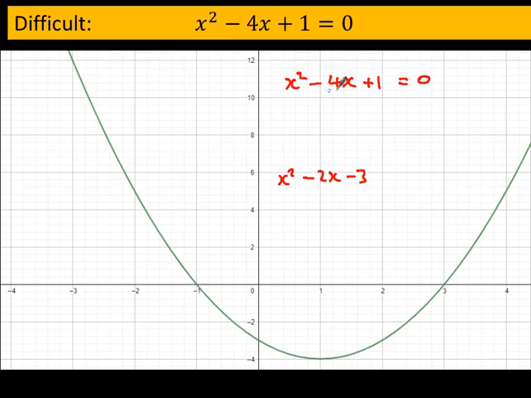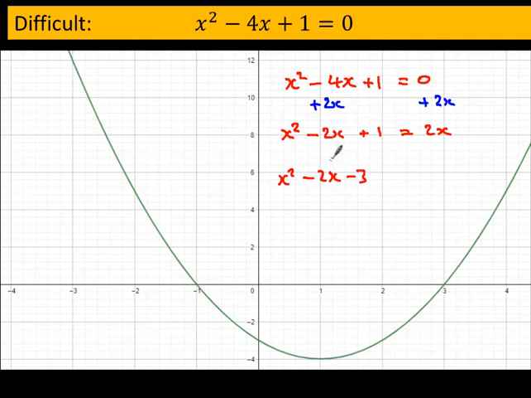this equation into that? Well, first of all, they already have x squared in common, so we don't need to do anything there. The minus 4x, we need to turn it into minus 2x, and in order to do that, we need to add 2x to it. But remember how equations work: whatever you do to one side, you've got to do to the other. So I've got to add 2x to the other side. So far, let me do it in red, I'll have x squared minus 2x plus 1 equals 2x.